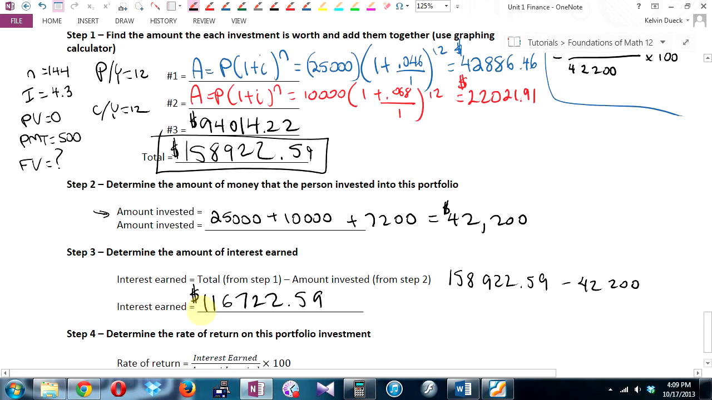In fact, we more than tripled our money. We've done pretty good here. That's what happens when I make up numbers.